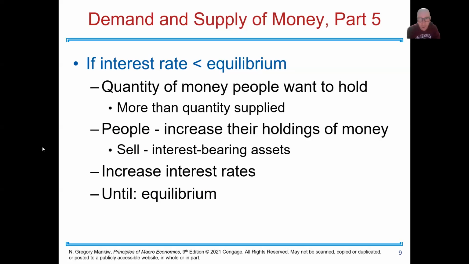If the interest rate is lower than the point of equilibrium, the quantity of money people want to hold will be greater than the quantity supplied. In other words, demand will be higher when the interest rate is less than equilibrium. People will increase their holdings in money and sell interest-bearing assets in order to get more money. The interest rate will eventually go up and that reestablishes the point of equilibrium.